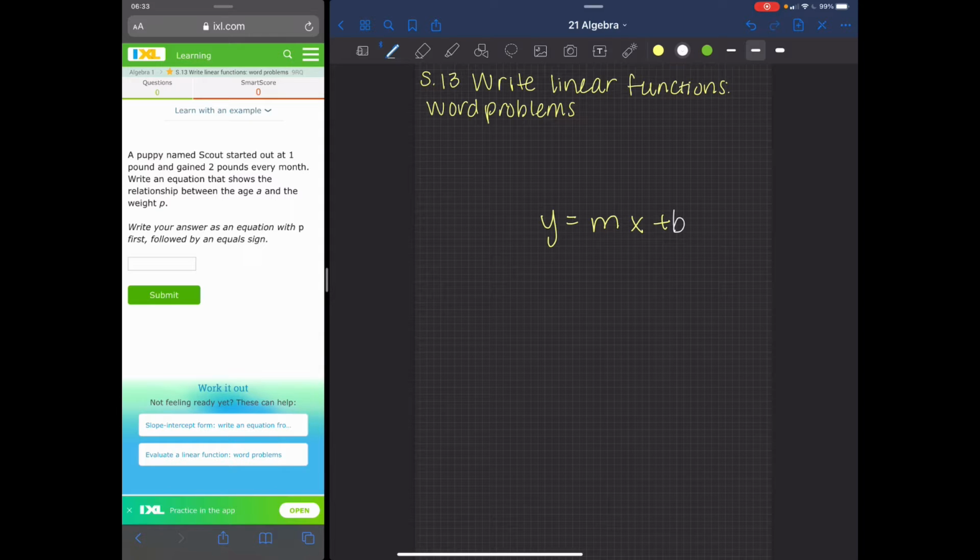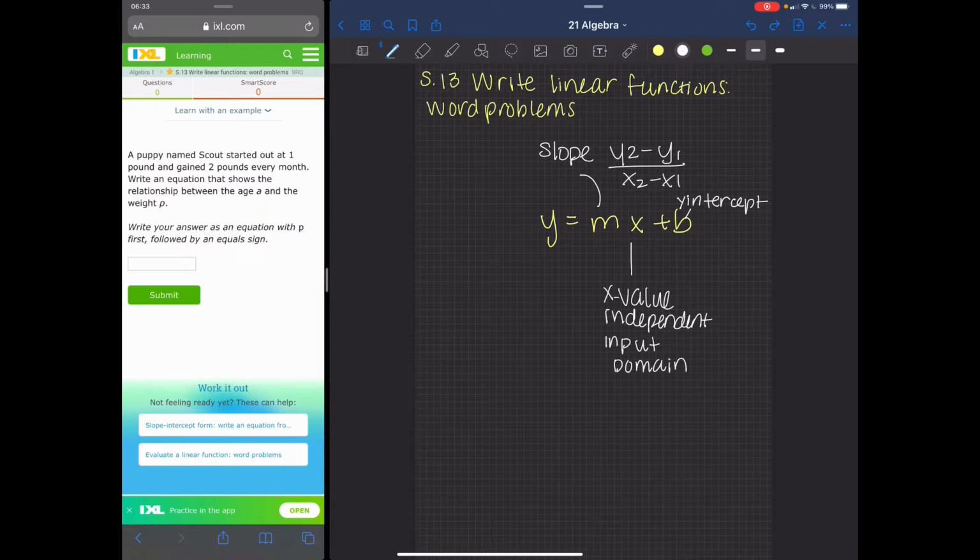So the parts of slope-intercept form that we want to talk about are the slope, which is m, and the formula is y2 minus y1 divided by x2 minus x1, and then the y-intercept, which is b, and y equals 0b. And then we're going to talk about the x value, which is also known as the independent input or the domain. And then finally our y value, which is our dependent variable, our output.